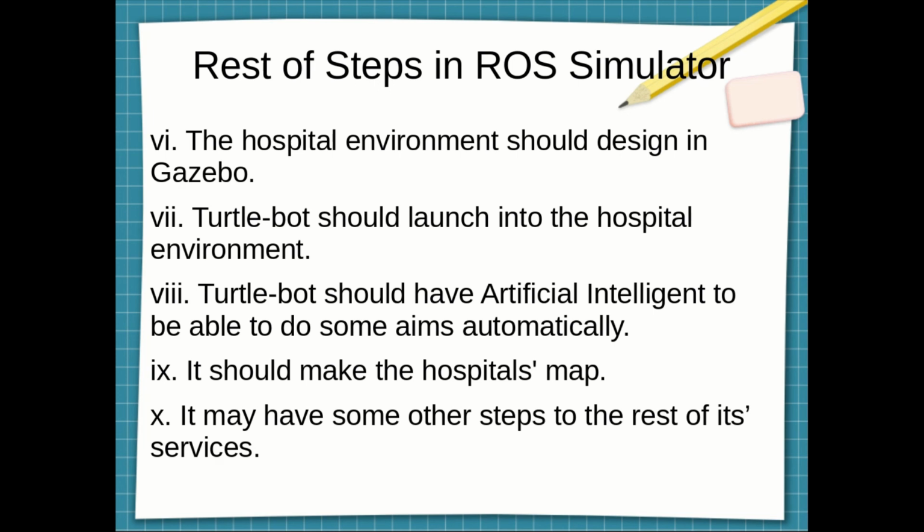After that, our robot should have an artificial intelligence system to be able to do some aims automatically, and then it should be able to make the hospital's map with some map making algorithm.